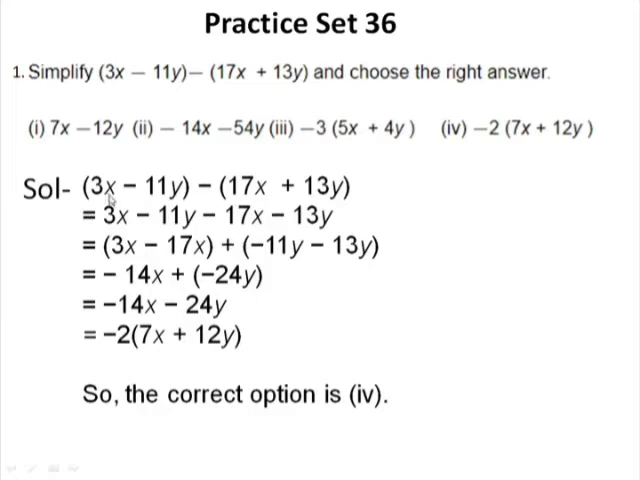So, we will write it first. 3x minus 11y minus 17x plus 13y. Now children, as you know, when we subtract a binomial from the binomial and when we open the bracket, we will multiply the sign that is written outside the bracket to each and every term of the bracket. So here there is no sign in front of the first bracket, so both the terms of the first binomial will be written as it is. Now we will multiply this minus sign to both the terms of the second binomial.